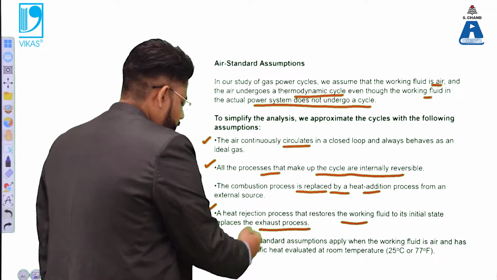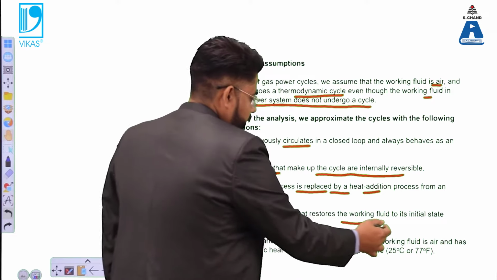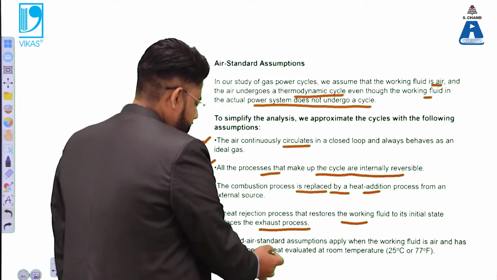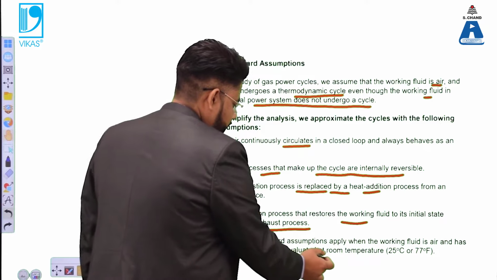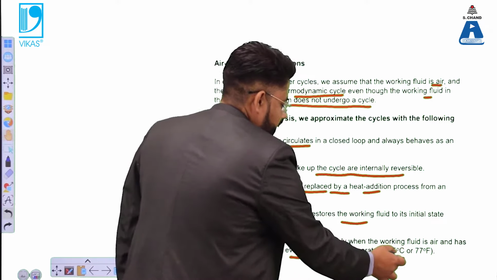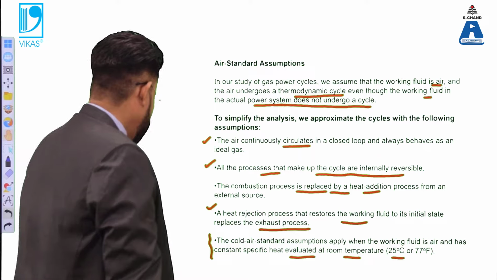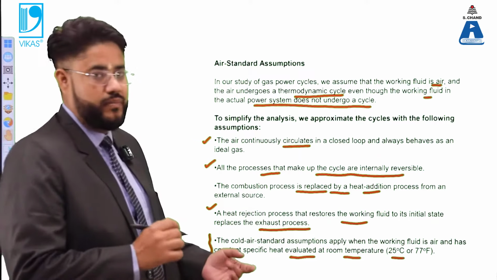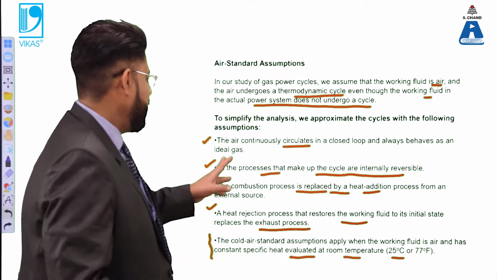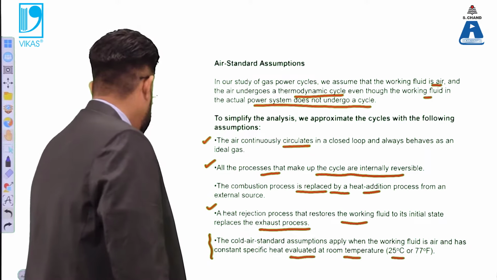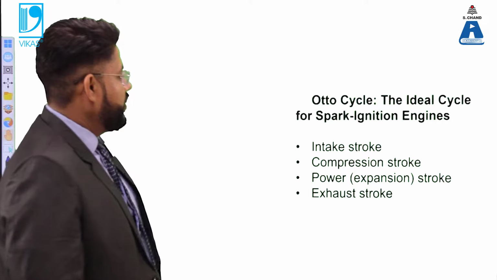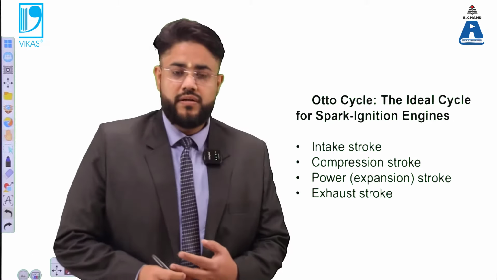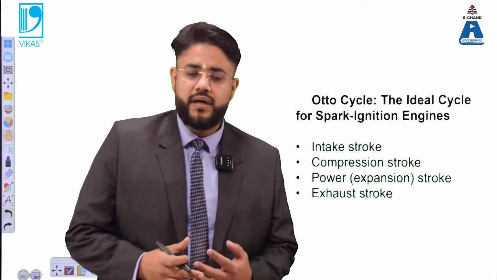Herein the cold air standard assumptions apply when the working fluid is air and has constant specific heats evaluated at room temperature, which is, let's say, 25 degrees Celsius or 77 degrees Fahrenheit. So these are the assumptions, in which the major assumption is that it behaves like an ideal gas. Okay. Now we'll be studying the Otto cycle.